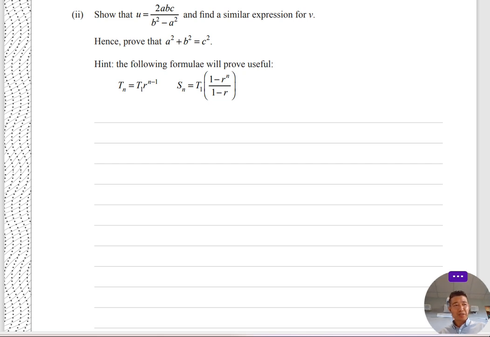This is a challenging question, I admit, but I didn't give up. So let's dig in. Show that u equals 2abc over b squared minus a squared, and find a similar expression for b. Hence, prove that a squared plus b squared equals c squared. The following formula will prove useful.